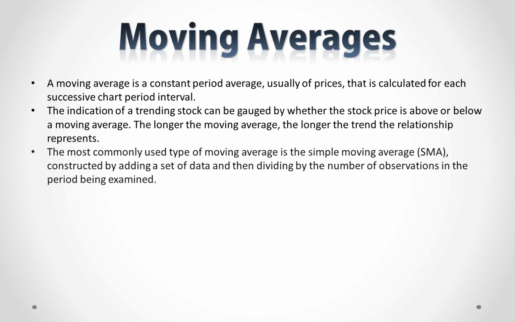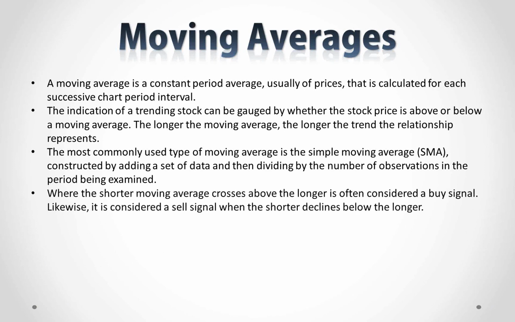The most commonly used type of moving average is the simple moving average, commonly referred to as the SMA, and it's constructed by adding a set of data and then dividing by the number of observations in the period being examined. Like I previously said, a 20-day moving average is calculating the past 20-day prices, adding them together, and then dividing by 20.